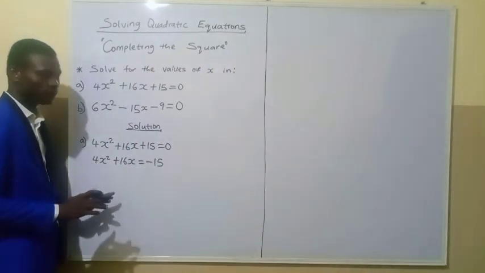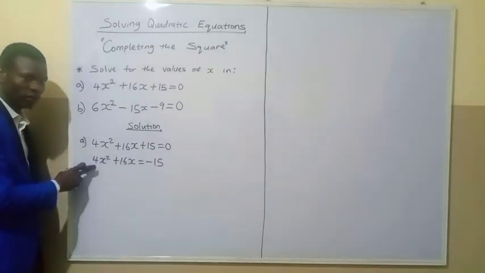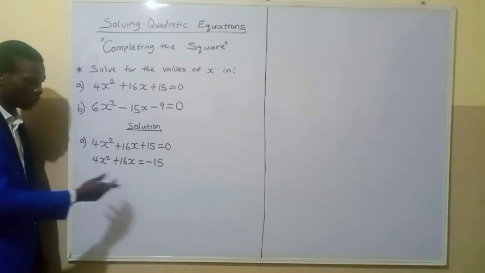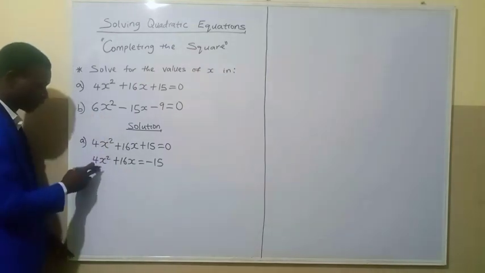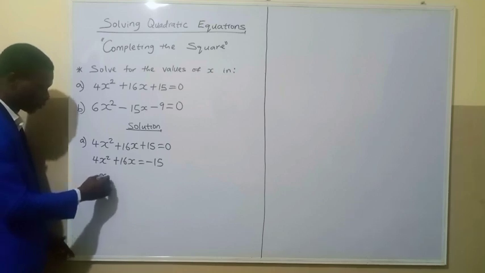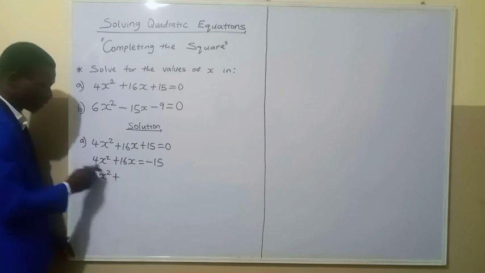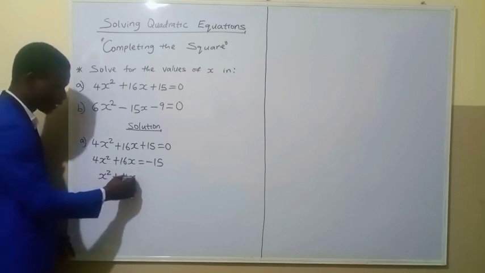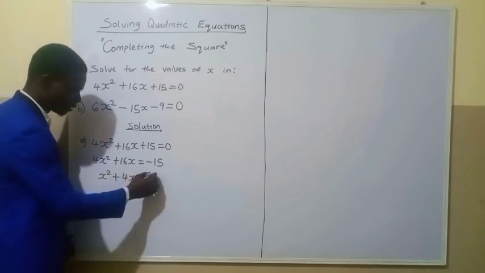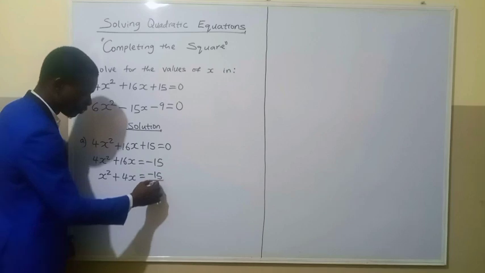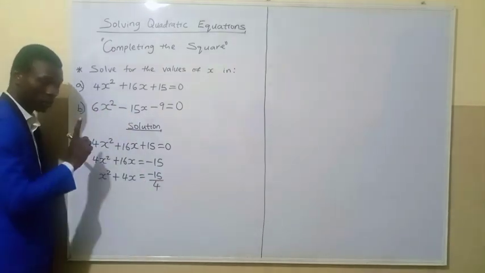The next thing to do now is to make the coefficient of x squared equal to 1. For now, the coefficient of x squared is 4, so we want to make it equal to 1. And what do we do to make it equal to 1? We divide through by 4. Dividing 4x squared by 4, of course, we are left with only x squared, plus 16x divided by 4, which is 4x, equals negative 15 divided by 4, which is negative 15 over 4. In this situation, we have successfully made the coefficient of x squared equal to 1.